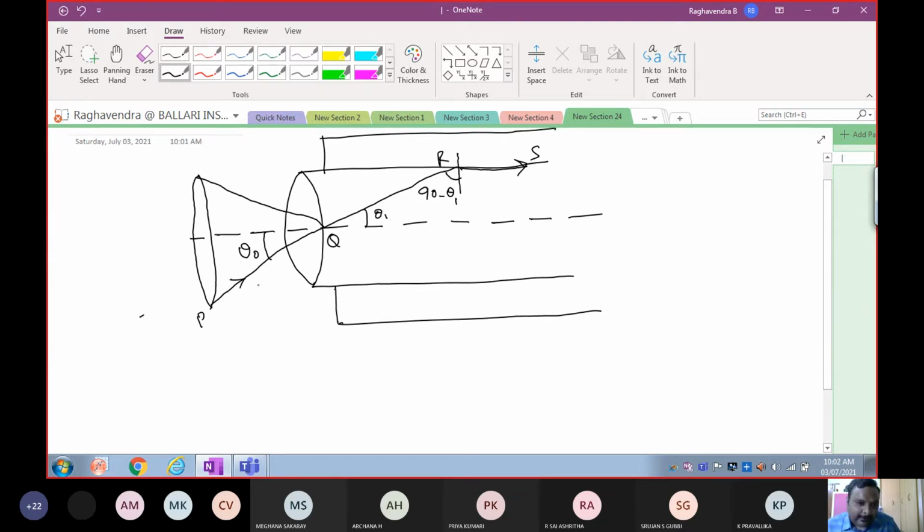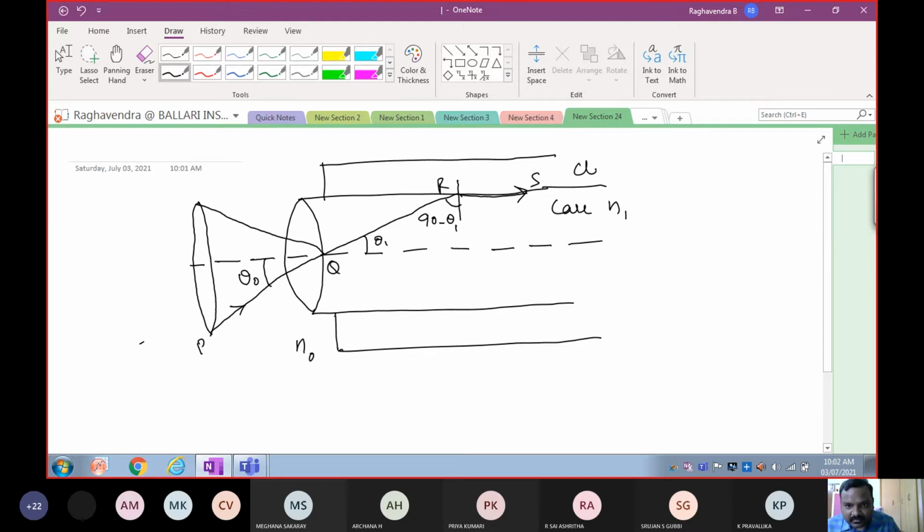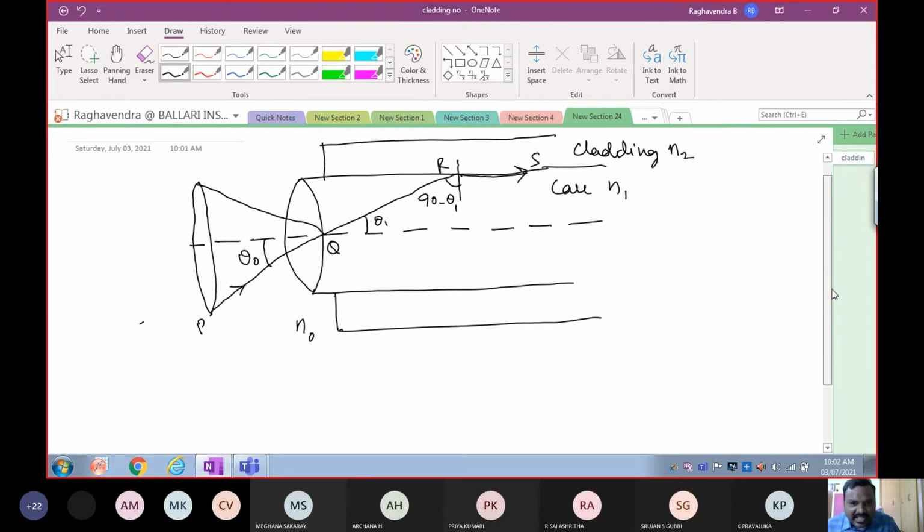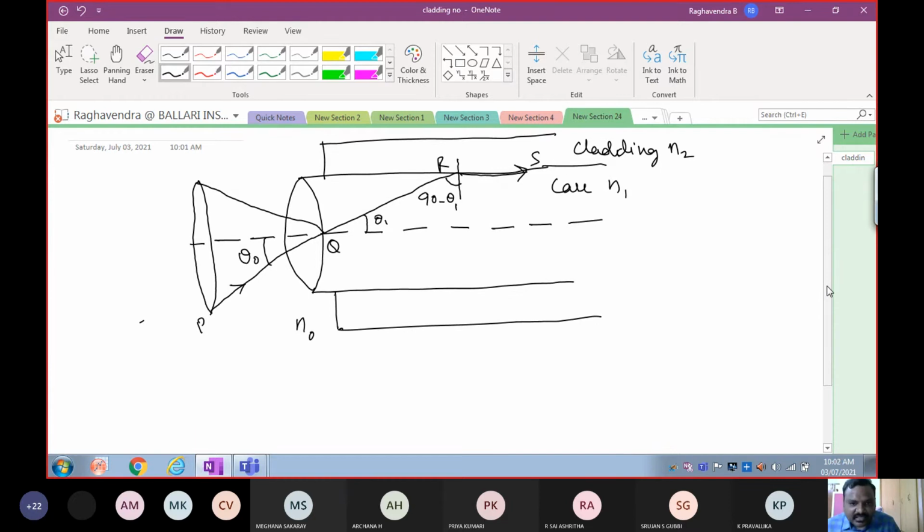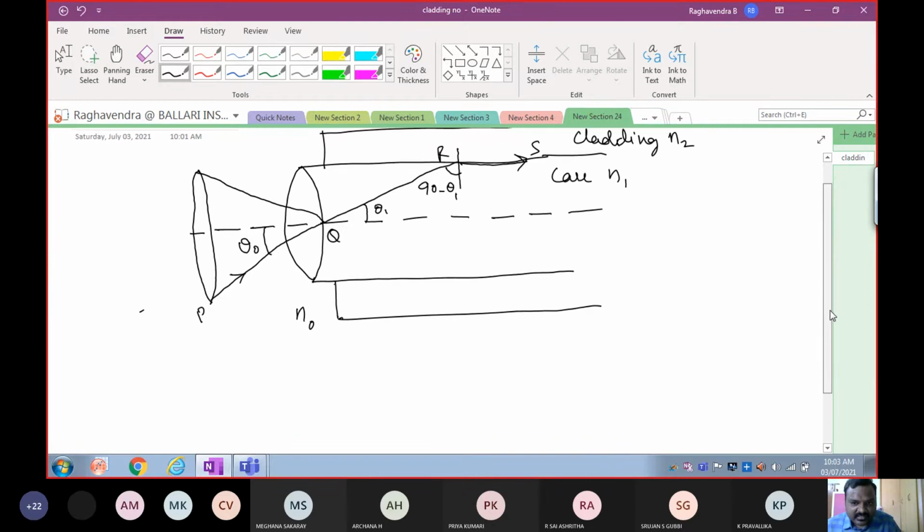So consider a ray PQ. It is traveling from the surrounding medium, whose refractive index is n0, to the core part of the optical fiber, whose refractive index is n1, and this is the cladding, whose refractive index is n2. Theta naught is the acceptance angle. Theta 1 is the angle of refraction, and 90 minus theta 1 is the angle of incidence at the interface between the core and cladding of the ray RS.